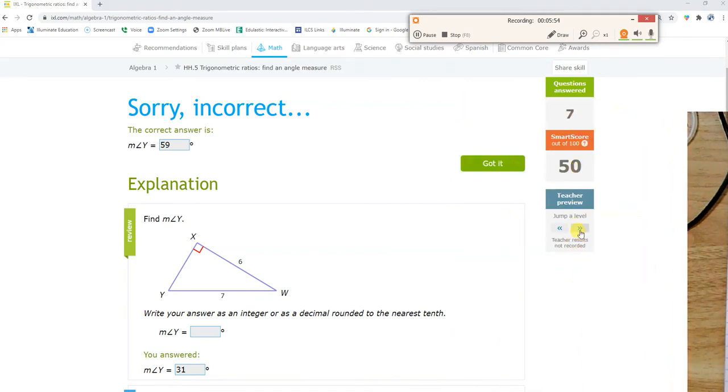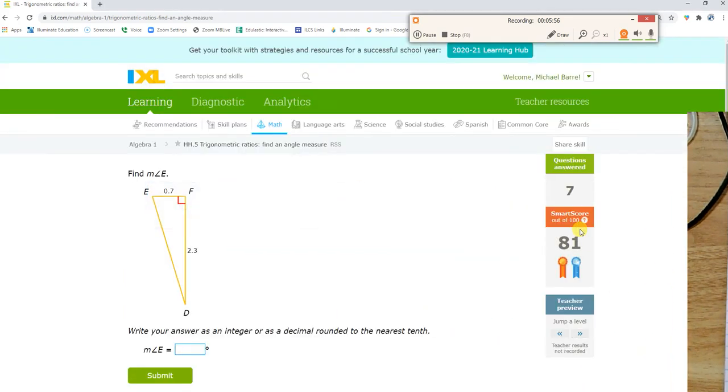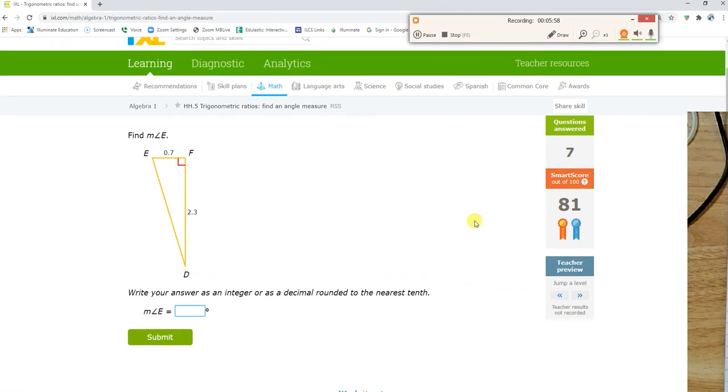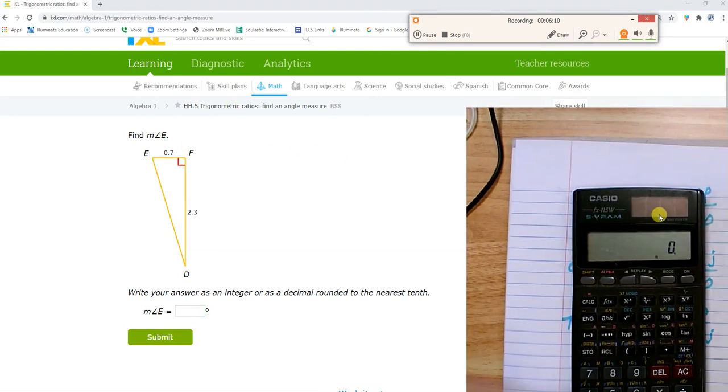Silly errors. Let's jump a level and see what happens. It's just going to be decimals. So this one's going to be, what, a tangent? Inverse tangent of 2.3 over 7. Inverse tangent 2.3 divided by 7, right? Opposite over adjacent. So 18.2 with the rounding.